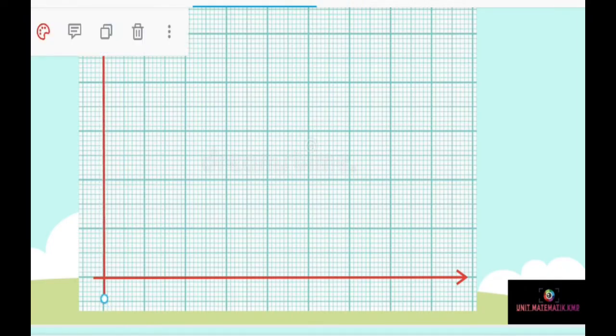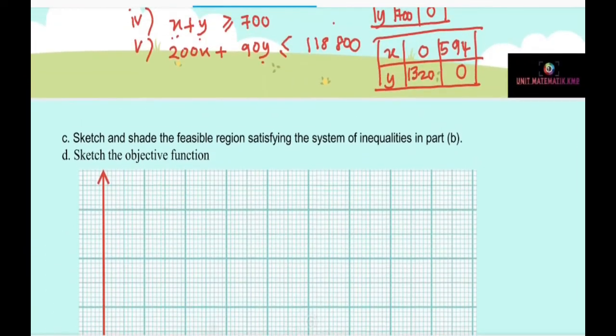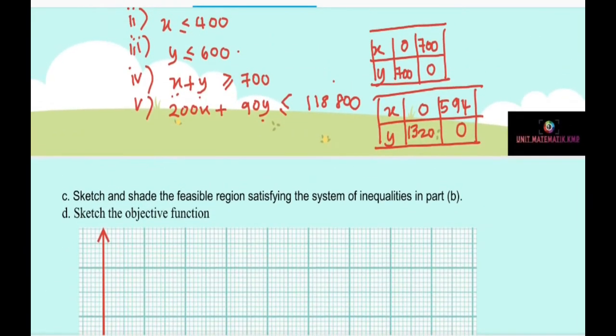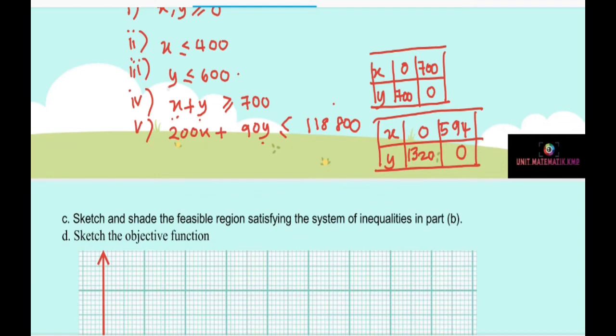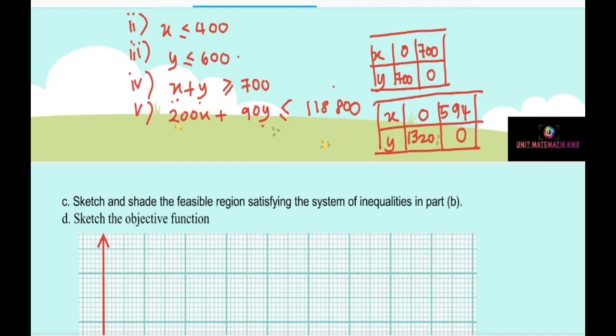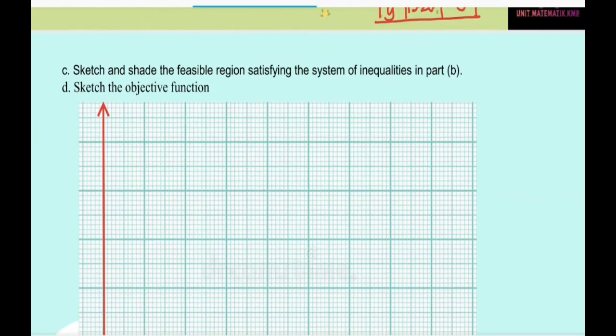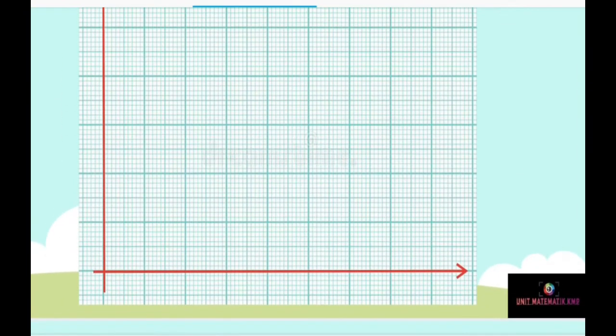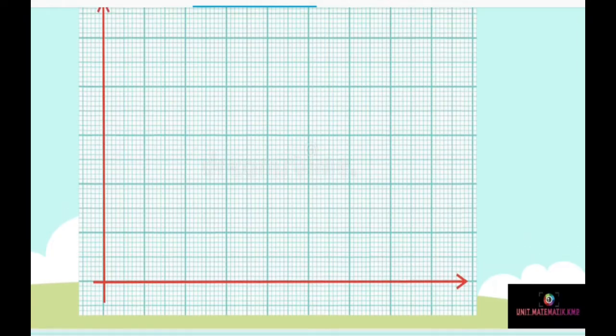Okay, now we look back at the points. The easy lines are x equals 400 and y equals 600, so you can just sketch those lines first. But before that, we need to decide what scale to use on this graph paper.